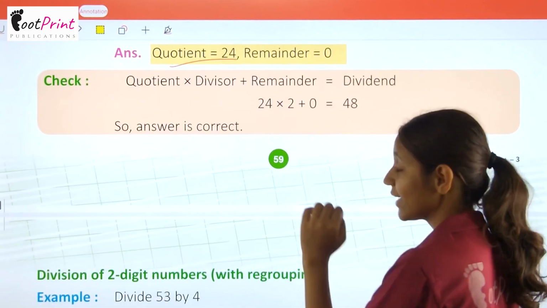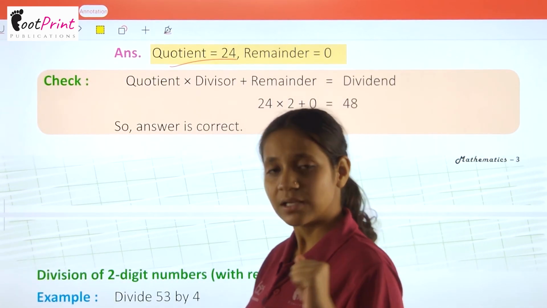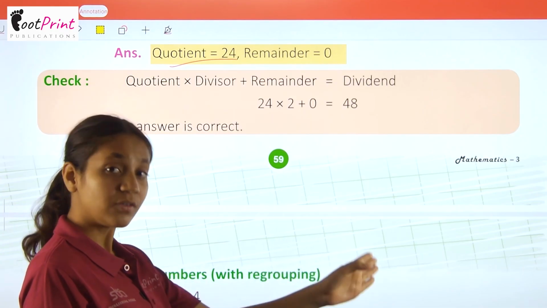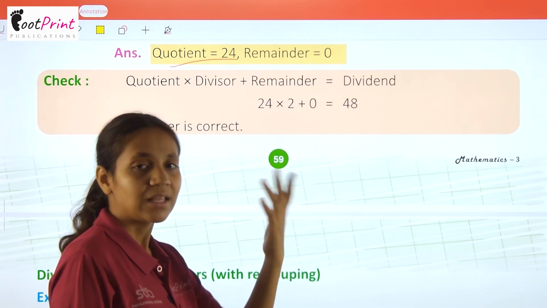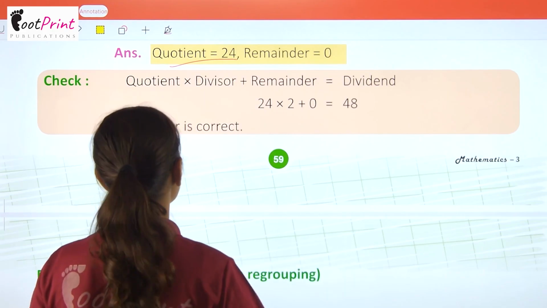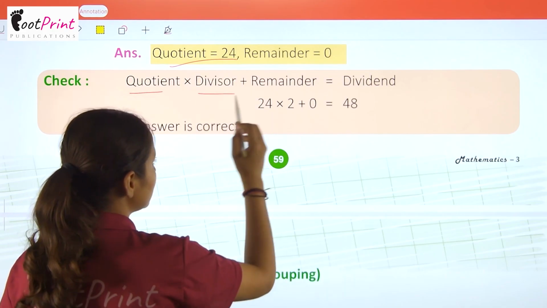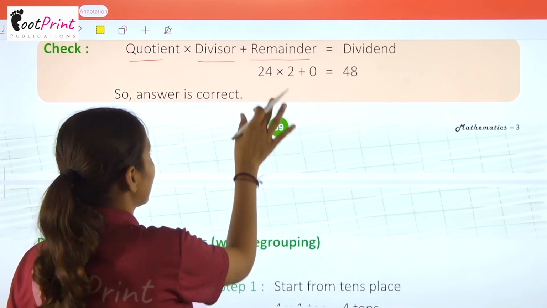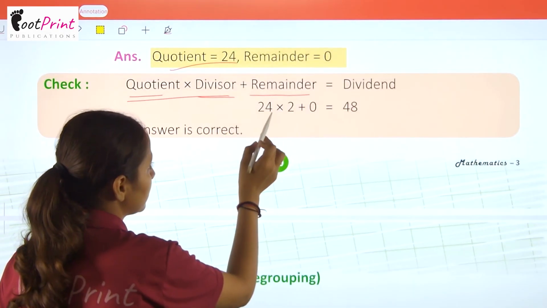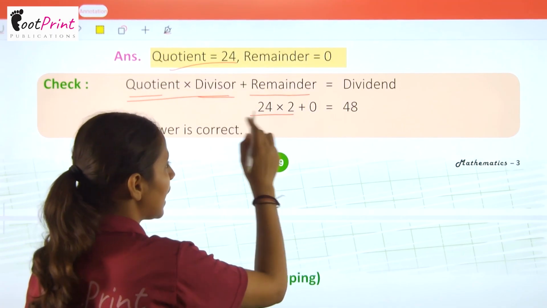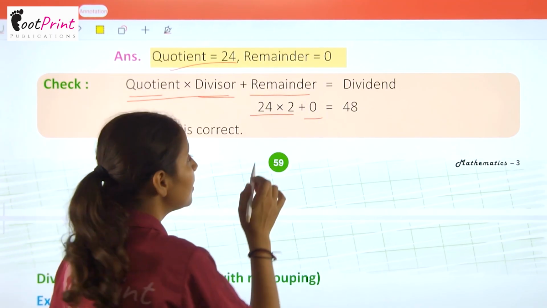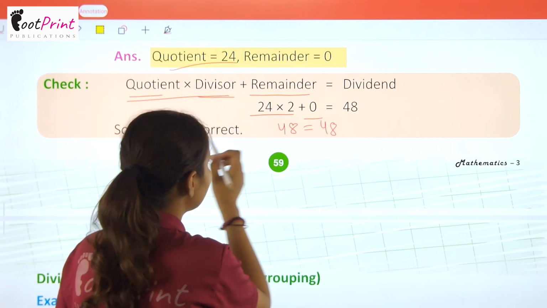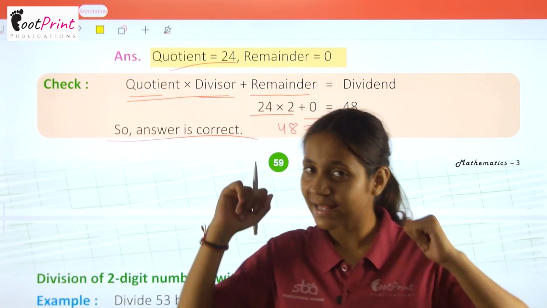Now check. अब हम इसे चेक कैसे करते हैं? अपने फॉर्मूले से. That is quotient multiplied by divisor plus remainder gives us dividend. So the answer is correct. How? That is quotient multiplied by divisor is 24 into 2 and plus remainder was 0. So 24 into 2 is 48 and 48 equals 48. That means the answer is correct.